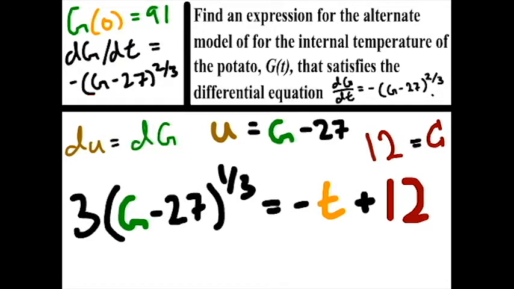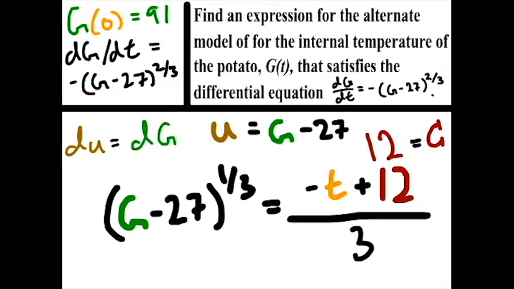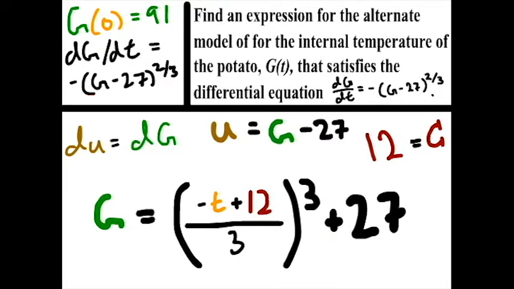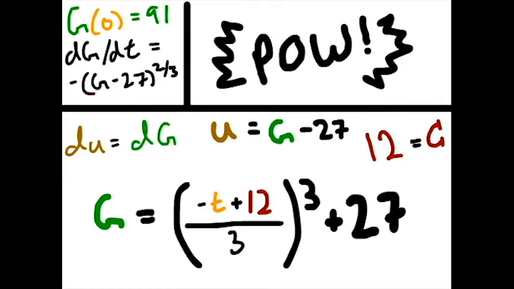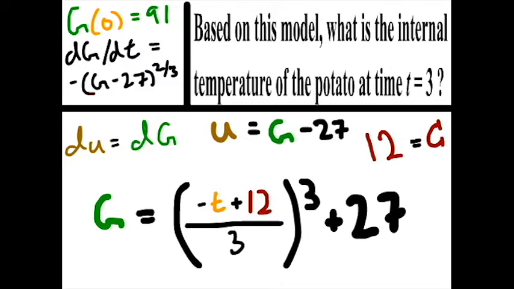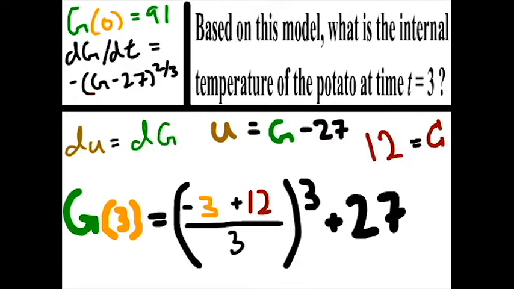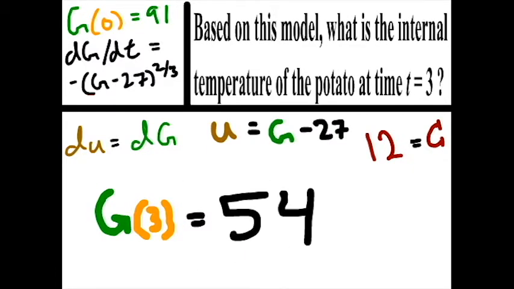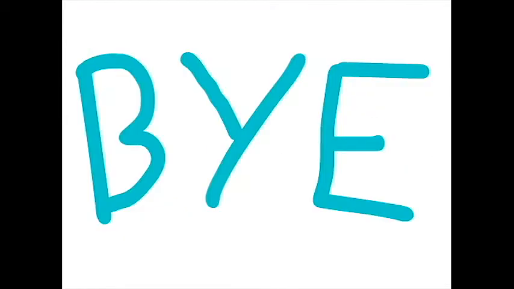Get back to our original equation. Plug in 12 for c. Isolate the g. There you have it. That's our model for g of t. And now to find the internal temperature of the potato at time t equals 3, we simply plug in the 3 for t. Solve, and we get g of 3 equals 54.